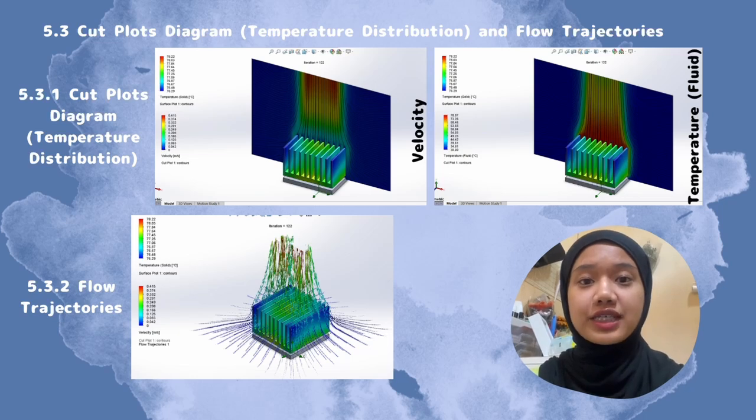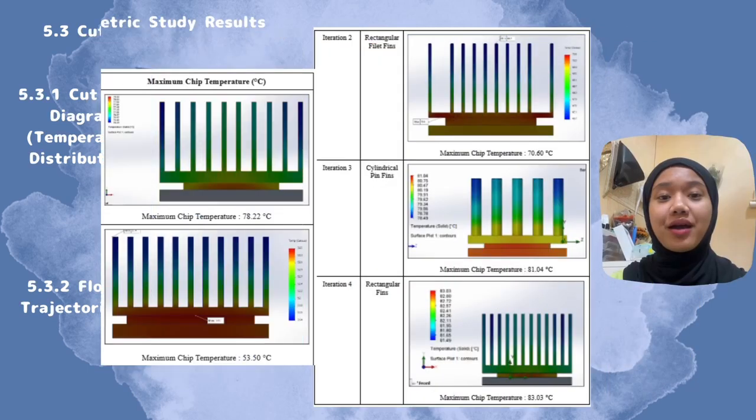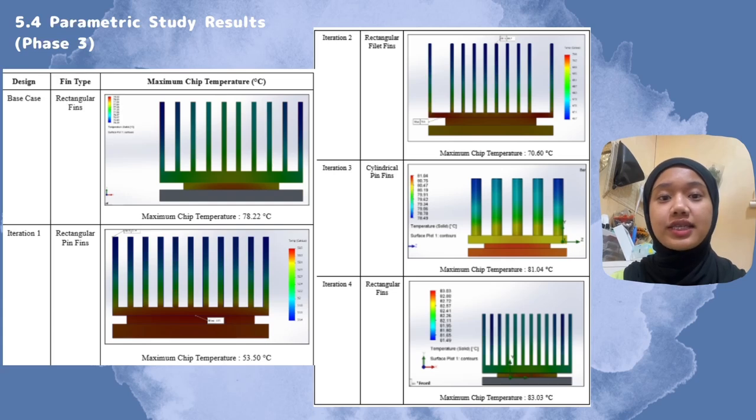The flow trajectory plot illustrates continuous airflow paths around the heat sink due to natural convection, with air rising and forming thermal plumes. Fresh air circulates from the sides, confirming that the geometry allows stable airflow patterns for passive cooling applications. A parametric study was conducted to assess how changes in fin configuration and quantity influence the maximum chip temperature, involving multiple design iterations that were simulated and benchmarked against a base case.